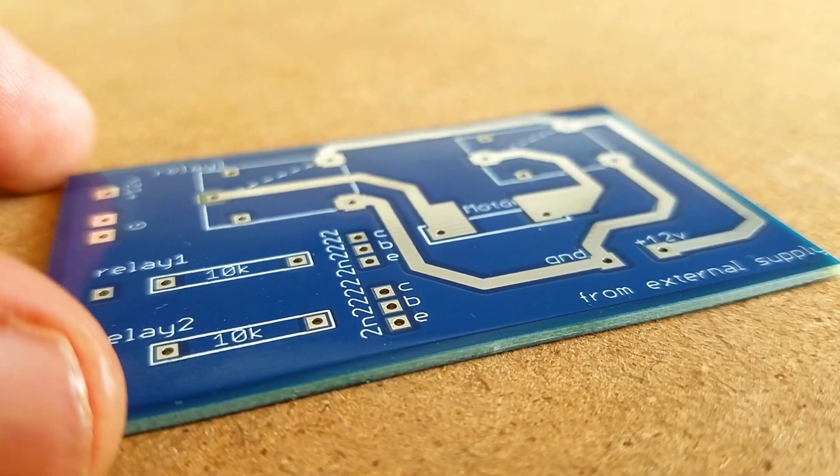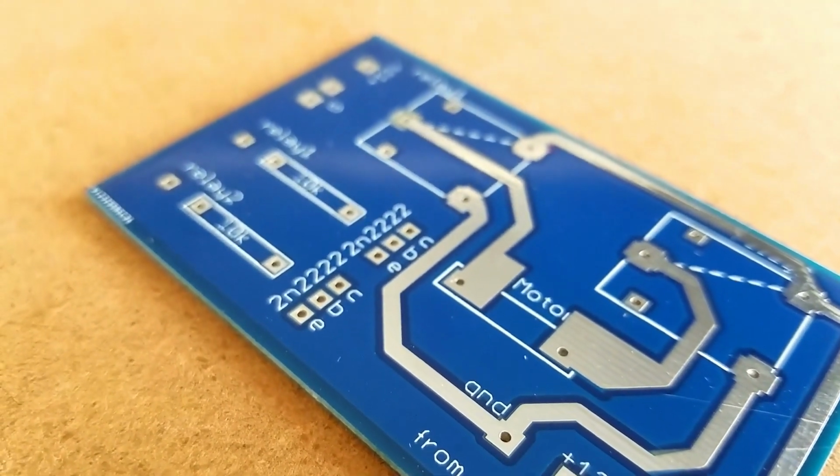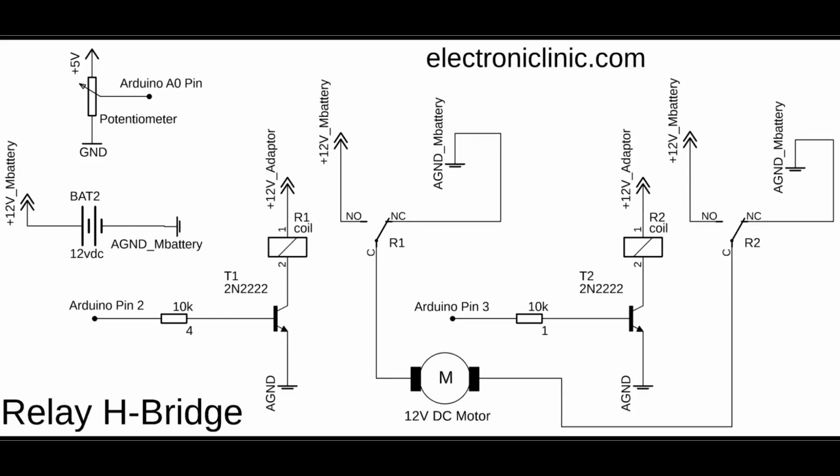Now let's take a look at the circuit diagram if you want to learn how to make the relay based H-bridge circuit. This is the circuit diagram of the relay based H-bridge module. The normally open and normally closed contacts of both the relays are connected with the 12 volt battery positive and ground contacts. Another 12 volt adapter is used to power up the relays. This is the voltage which is used to energize the relay coil.